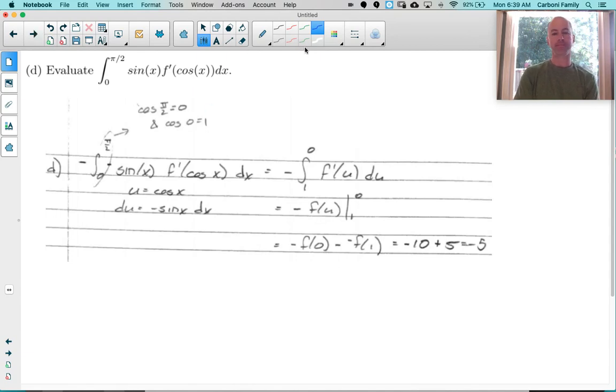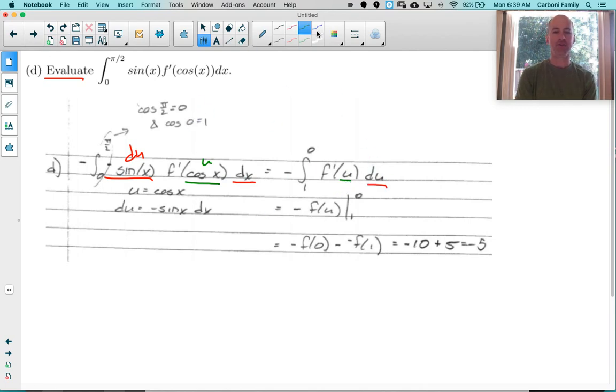Number D. This is the other part of the fundamental theorem where you're evaluating definite integrals. If they say evaluate, you are not doing Riemann sums. You actually need to find the antiderivative. And they set this one up really nicely because your u is cosine x, which is right here. There's my u. And my du is negative sine x. I had to throw the negative in there to complete it. But the negative sine x dx is my du. My u was cosine x.